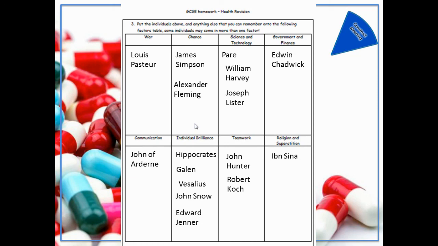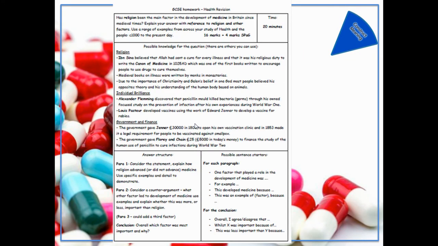Fleming accidentally left the bacteria out, which was killed by the penicillin. Florey and Chain were working in a team at Oxford University together. Bevan was Labour Health Minister, so he was working for the government when he invented the NHS. He couldn't have just done it on his own. He needed the government funding in order to do that.